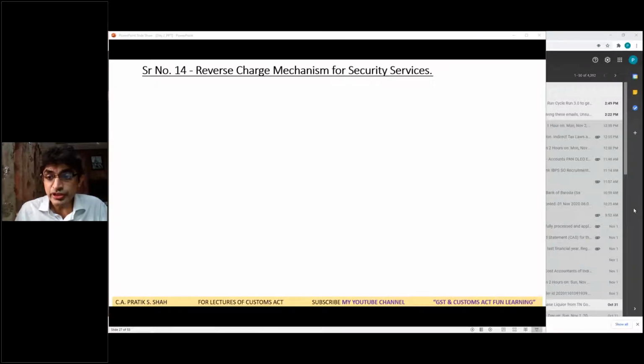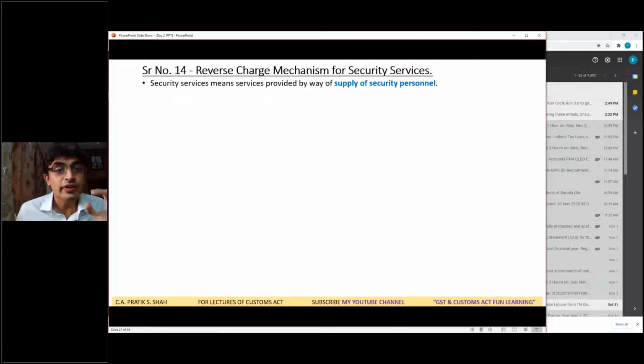There is no such thing as manpower services now. That was there earlier. Now it is renamed as security service. You can say manpower, but not exactly, because in service tax it was there. Now in GST, it is renamed as security services. Security service means supply by way of a security person.